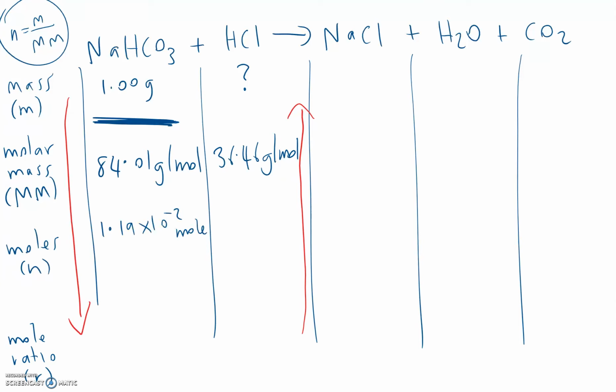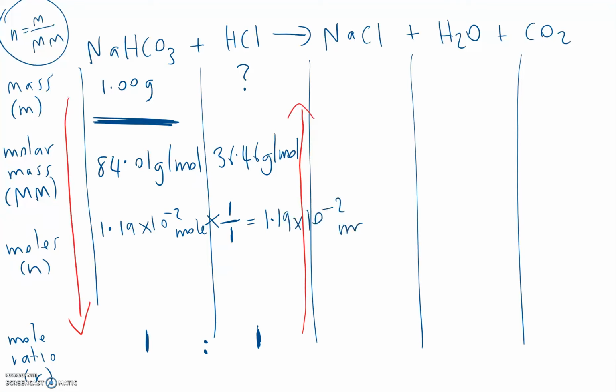Now for my mole ratio, I look at the coefficients in front of my species. Sodium bicarbonate has no coefficient, which means 1 mole reacts, and for the hydrochloric acid there's also no number in front of it, therefore the coefficient is 1, so I have a 1-to-1 mole ratio. Now I'm proceeding to go up the column, so I multiply the number of moles by my mole ratio. In this case it's simple, it's 1 over 1, so I get the same answer, 1.19 times 10 to the minus 2 moles.